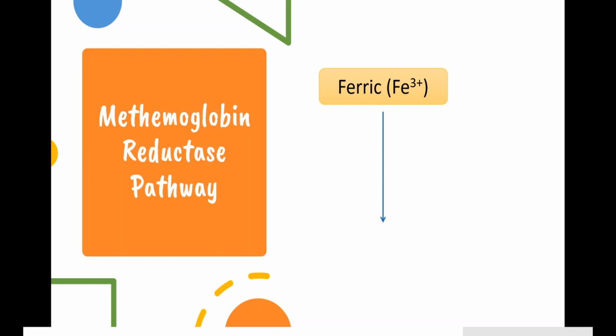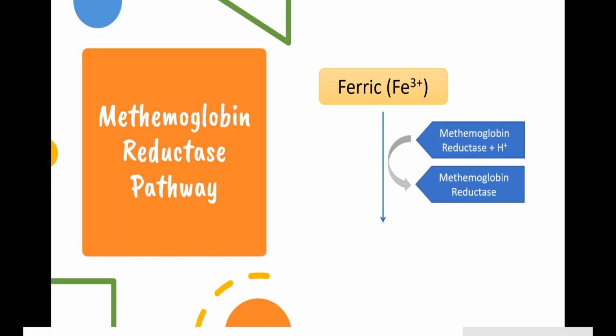That is why it is important that the RBC has to undergo the methemoglobin reductase pathway, because this pathway is catalyzed by the enzyme methemoglobin reductase. Methemoglobin reductase will perform the reduction process, and in the process of reduction, it donates hydrogen. As it donates hydrogen, the ferric iron is converted into the ferrous iron. Now, NADPH, generated in the HMP pathway, may also participate in the process.